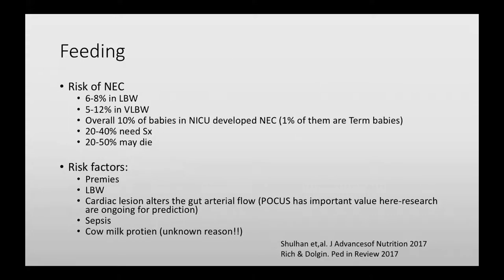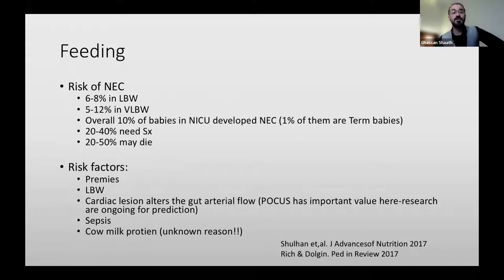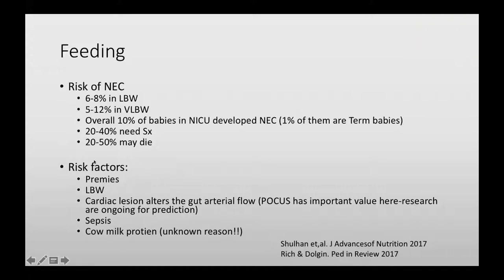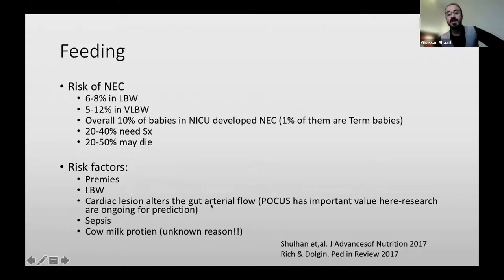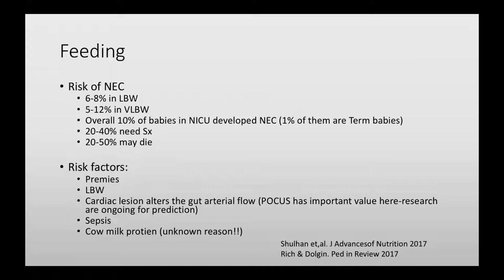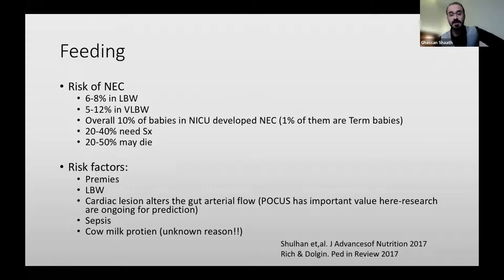Another question comes about feeding, which is the risk of necrotizing enterocolitis, which happens mostly in preemies. But subsequently, we found that patients with cardiac lesions have an increased risk of arterial flow lability, and that might make them vulnerable to necrotizing enterocolitis due to their cardiac lesion.